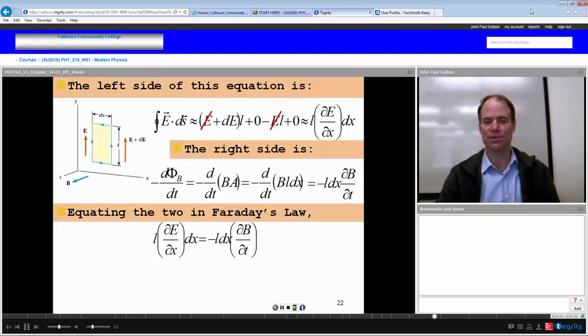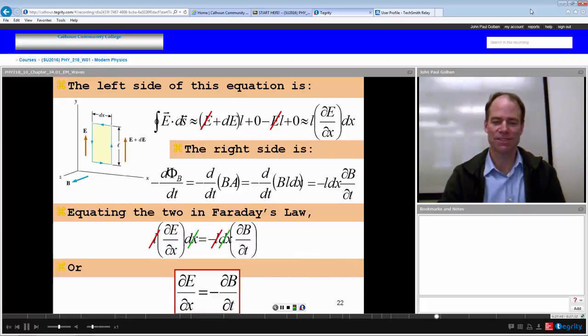Equating the two in Faraday's law, getting rid of an L and a dx on both sides, we have simply that the partial derivative of the E field with respect to x is equal to the negative partial derivative of the magnetic field with respect to time. How cool is that?